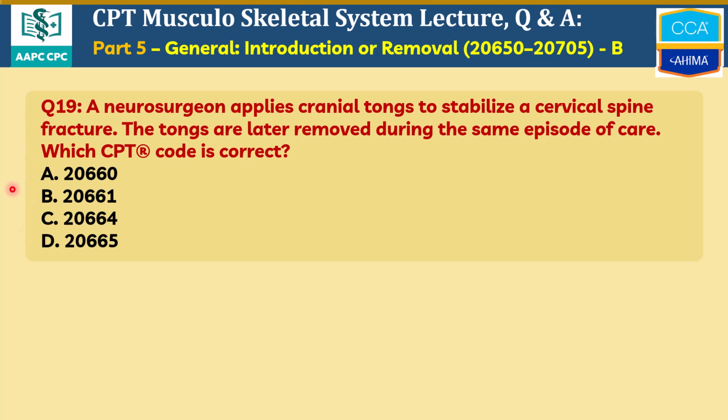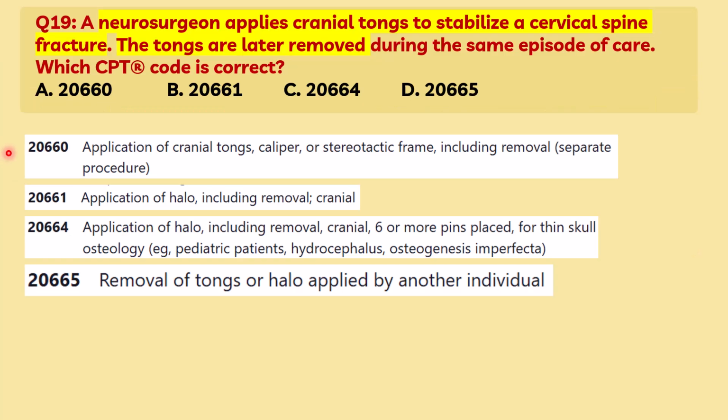So there are 4 answers available. Take your CPT code book and find the answer. Here you have to highlight: neurosurgeon applies cranial tongs to stabilize the cervical spine fracture, and tongs are later removed. So application and removal are also done. Once you look at the answers, all answers are adjacent codes, so you can use the elimination method for the exam purpose. But for the real working scenario, you have to use the CPT alphabetic index. I will explain both methods. Let's start with the codes directly.